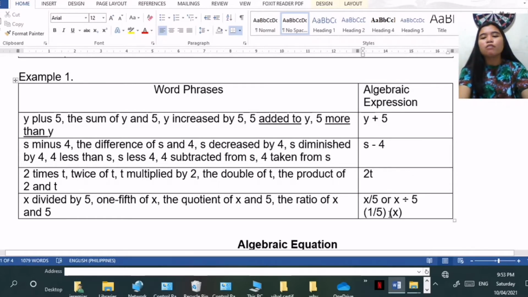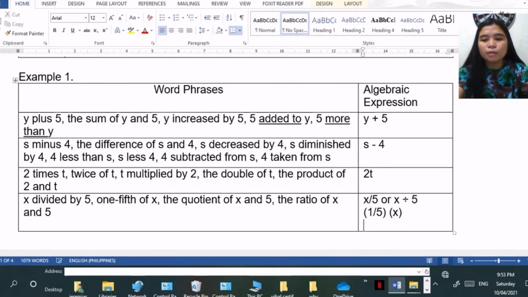Ibig sabihin kasi ng of, you're going to multiply. So, kapag minultiply natin ang 1/5 tsaka yung x, magiging 1 over 5. Pasok natin siya sa parenthesis. Ayan. Times magiging x over 1. Kasi 'di ba considered yung x as a whole number. At ang whole number, ang denominator niya ay laging 1. Tama po ba? And then kapag nagmumultiply tayo ng fraction, numerator times numerator and then denominator times denominator.